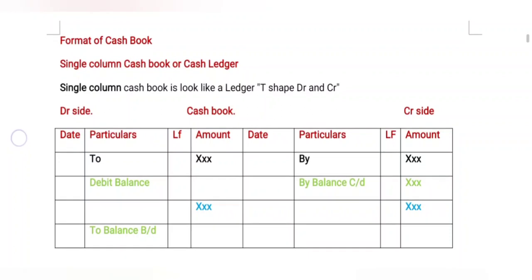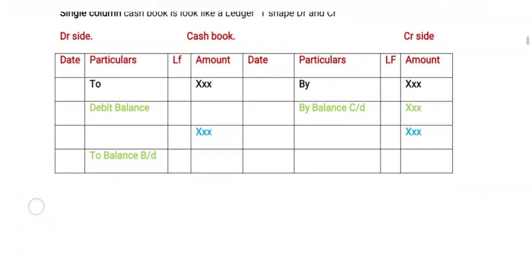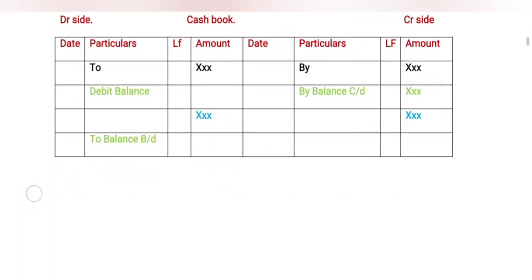Now we are coming to the single column cash book. A single column cash book looks like a ledger. It has a T shape with two sides, one debit and another credit. Imagine we have already prepared ledgers; the cash book looks like a ledger. It has four columns on both sides: date, particulars, ledger folio, amount, date, particulars, amount. Here every debit side entry in the cash book starts with the prefix 'To' and the credit side starts with 'By', and every cash book shows a debit balance only.